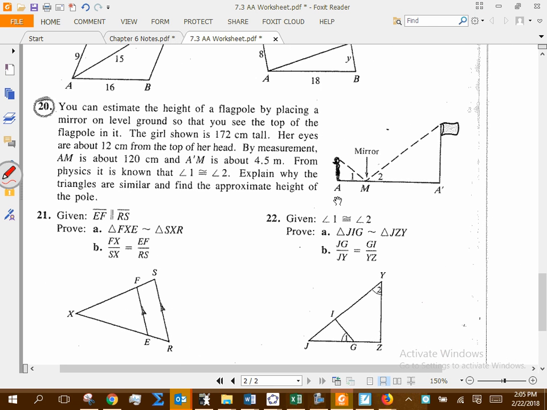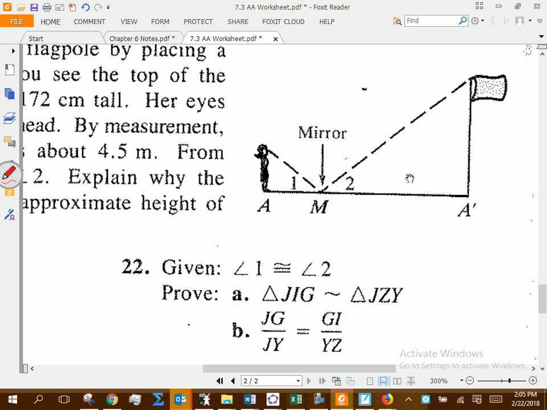Okay, with this girl in the mirror. But there is one thing that you got to pay attention to get the right answer. Okay. It says that the girl is 172 centimeters tall, right? 172 centimeters tall. Says she's 120 centimeters from the mirror. Is that okay with everybody? And then this M to A prime was 4.5 meters, right?